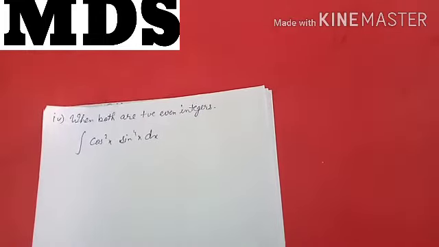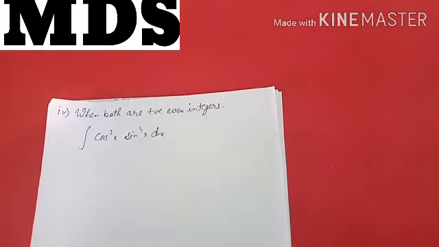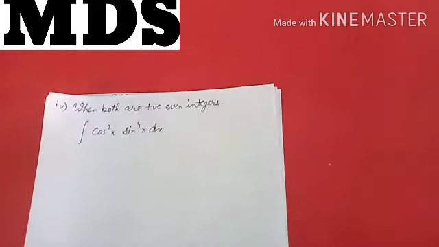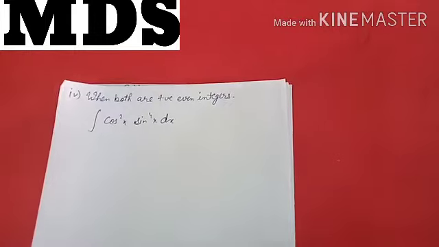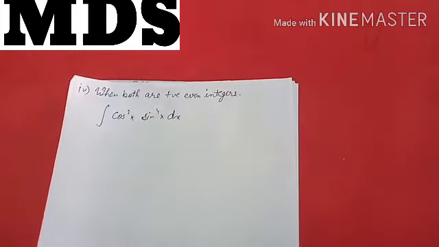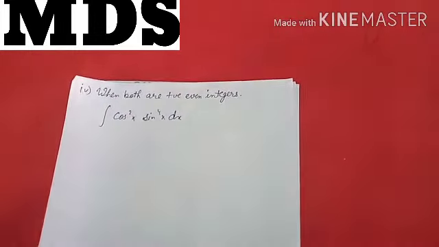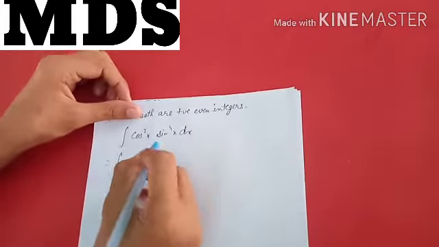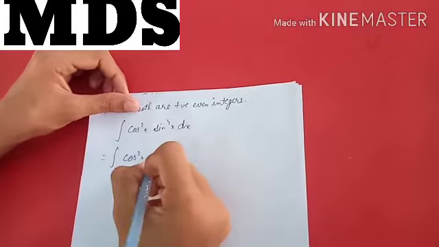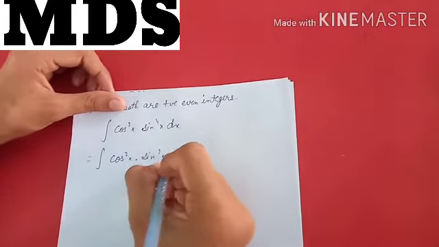So how do we have to solve this? This we have to change into multiple angles. First of all we will convert them into multiple angles. So now I can write this as cos square x, and sin raised to power 4 x I can write as sin square x into sin square x.